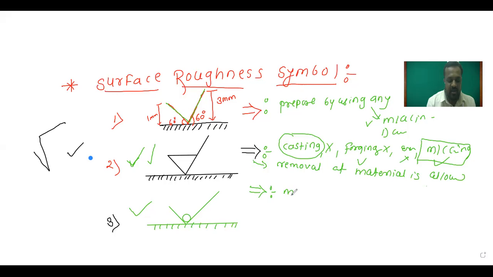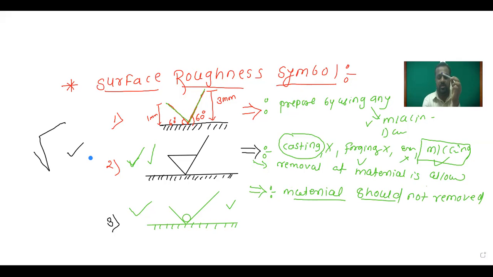The material should not be removed. If such a symbol is there, we have to understand that the material should not be removed. Means we have to prepare this pen, but during the preparation or production of this pen, material should not be removed.